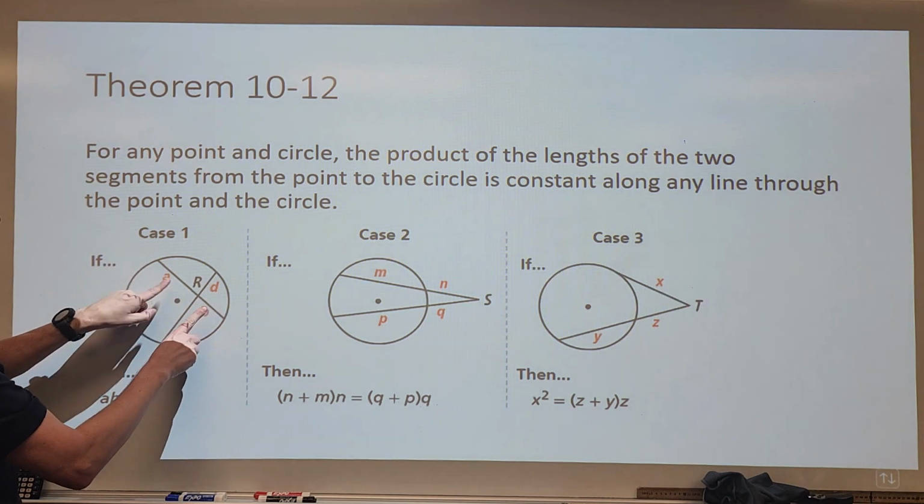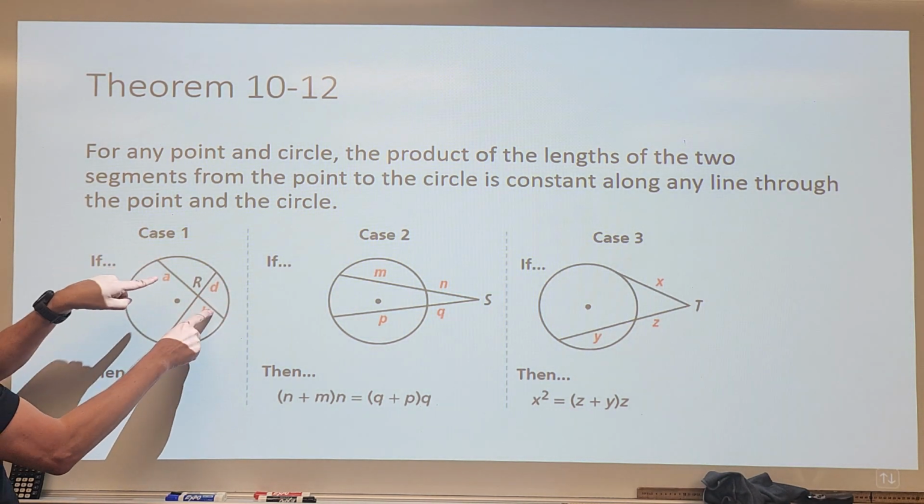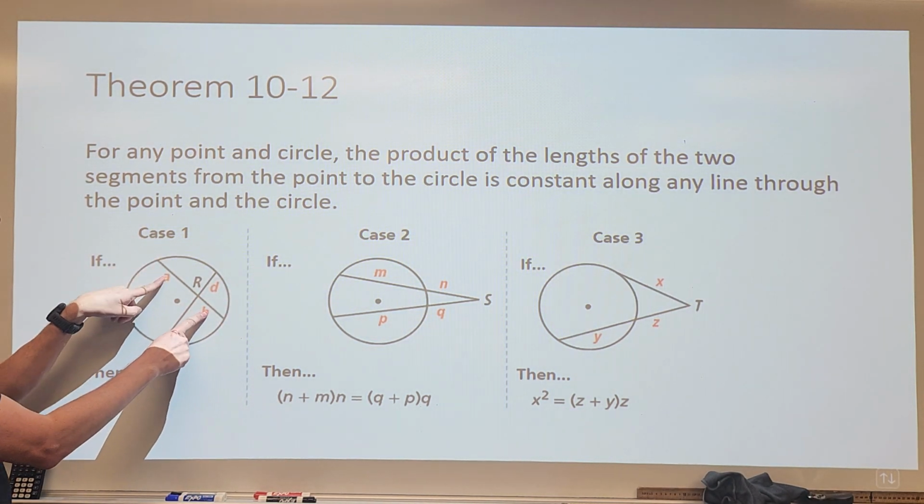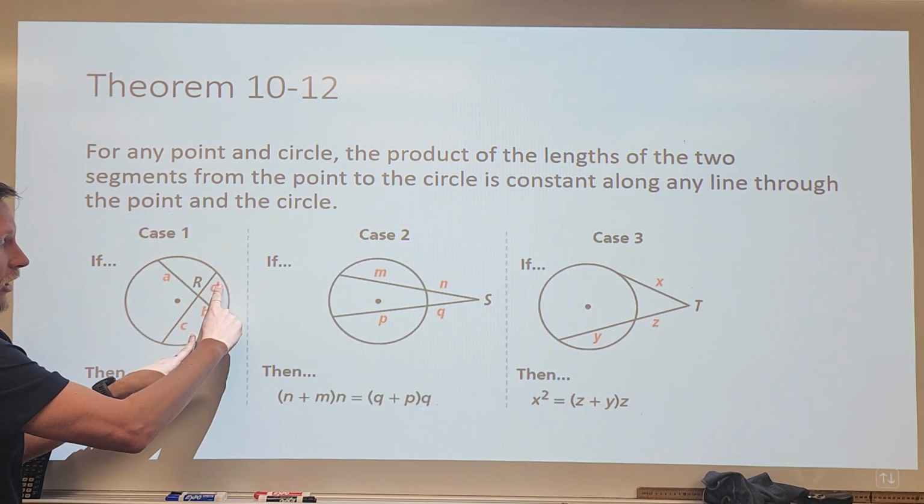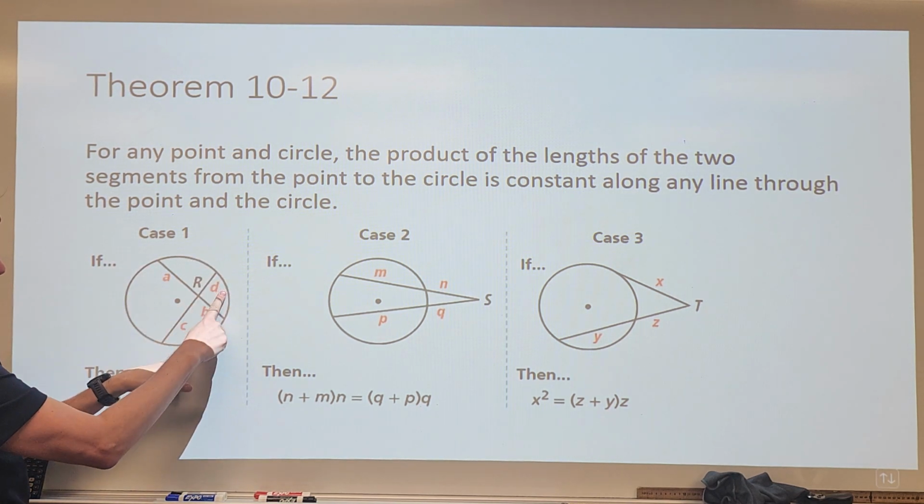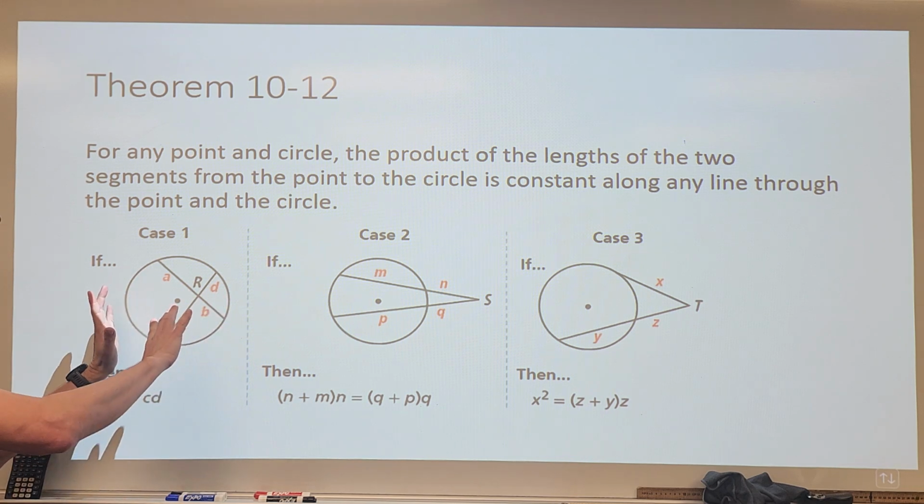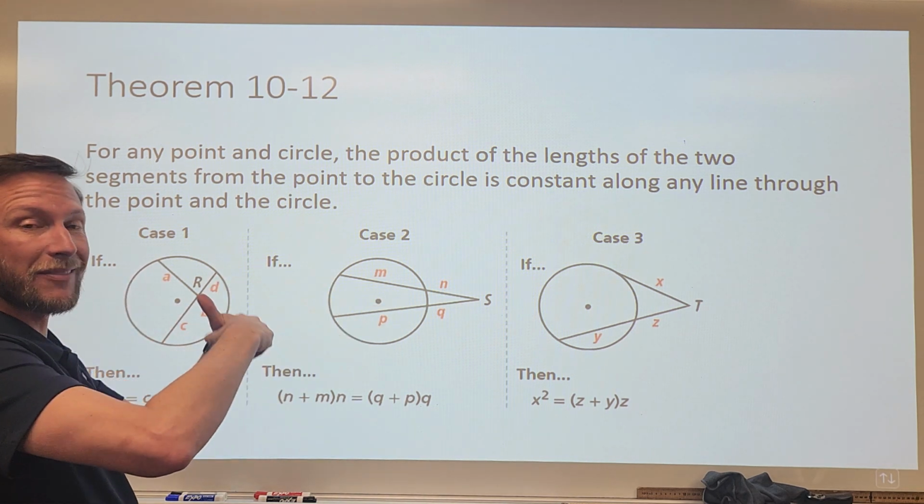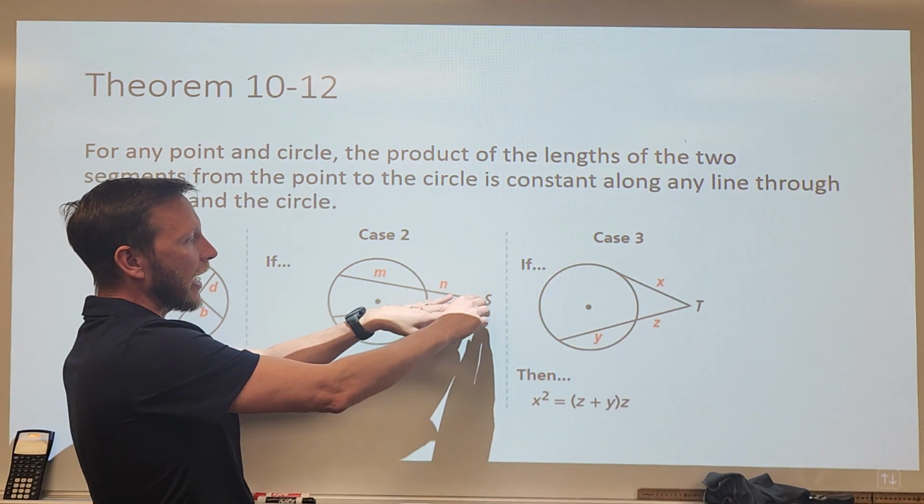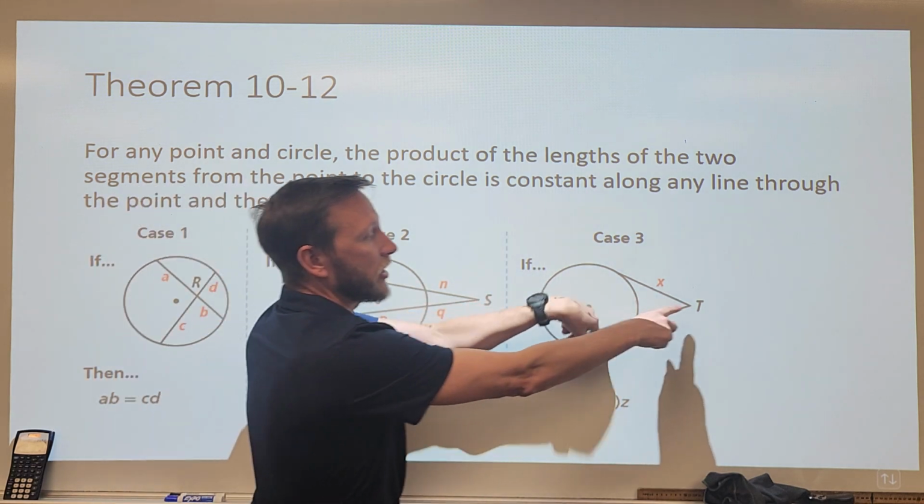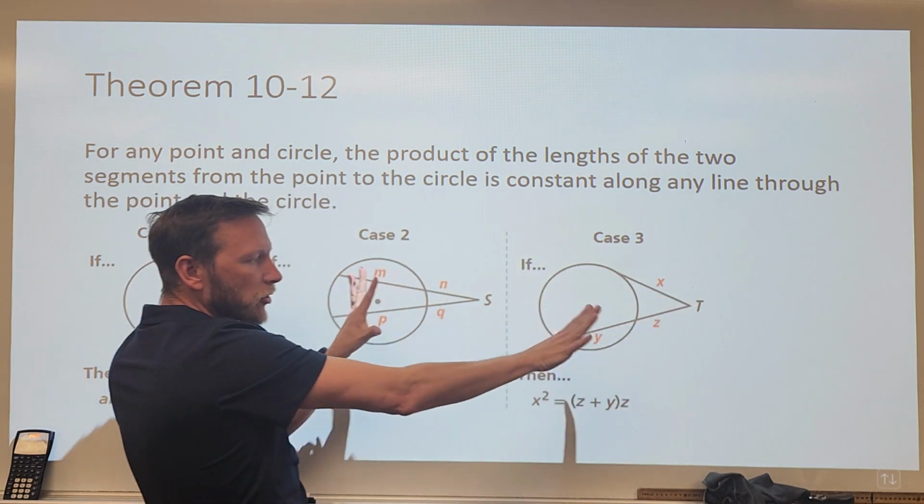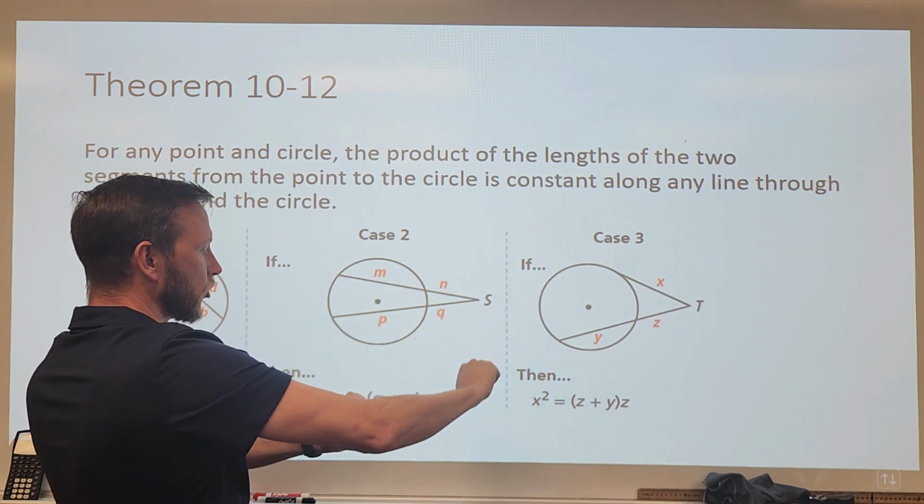Here, we're going to say that if it's inside the circle, then the product of the parts of the segments are going to equal each other. So A times B is going to equal C times D. If those segments intersect outside of the circle, where we have two secant lines or a secant and a tangent, the formula is going to be a little bit different between these two.